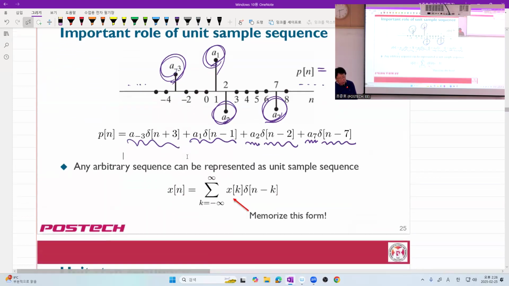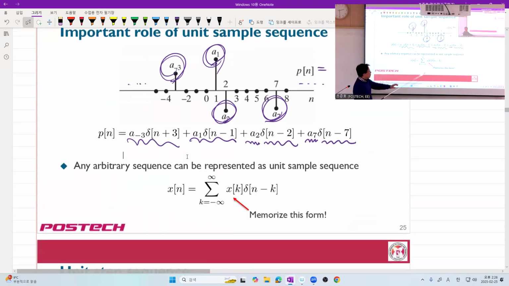At first look, it's very strange. We want to rewrite x as here. We have rewritten P as a summation of weighted and delayed delta functions. We want to rewrite an arbitrary signal x that is given to you by using a delayed and weighted sum of delta functions. And if you look at the right-hand side, it's very confusing. I also felt that when I first met this one in signals and systems.